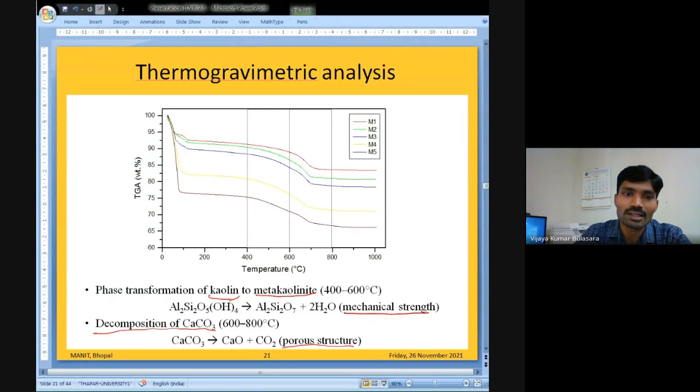So one phase transformation, around 400 to 600 degrees centigrade, is responsible for the mechanical strength of the membrane. And the second weight loss, the decomposition of the pore forming agent, is responsible for the porous structure of the membranes.